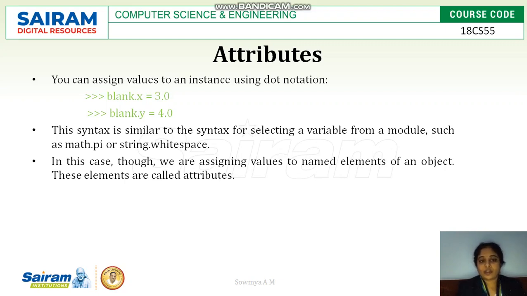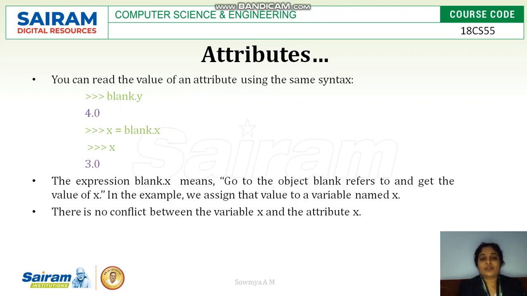Object name dot variable name equal to value. This is the procedure for allocating values to the instance using dot notation. So blank is the object name, blank.x is equal to 3.0, so the x value in the blank instance is 3.0, and blank.y is equal to 4.0. This syntax is similar to the syntax for selecting variables from modules, like math.pi, string.whitespace and so on. In this case we are assigning values to named elements of an object. These elements are called attributes.